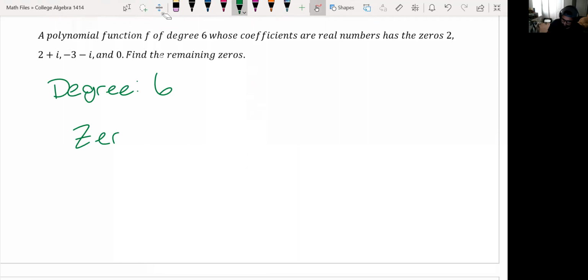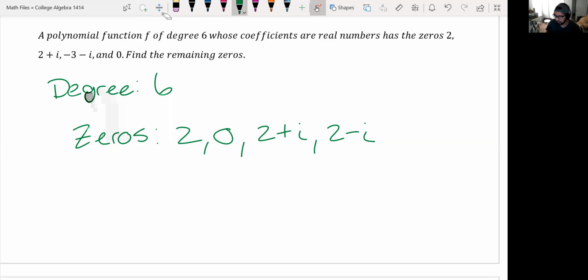Degree is 6. I'll put the real zeros first. They give us 2, and they give us 0. Those are real numbers, so they're not going to have a conjugate pair. But then the first complex 0 they give us is 2 plus i. This is complex, so its conjugate is going to be 2 minus i. And then the last complex zero they give us is negative 3 minus i, and its conjugate will be negative 3 plus i. And that's it.